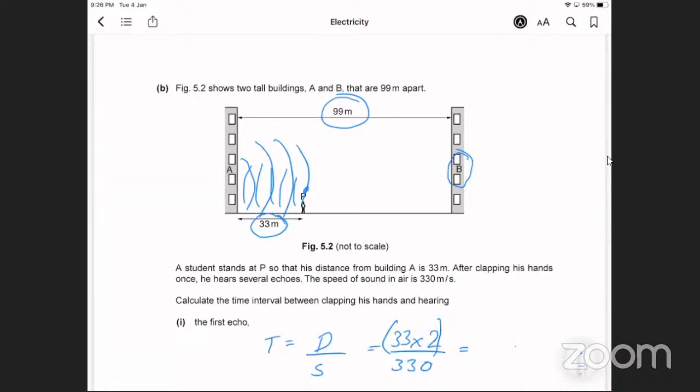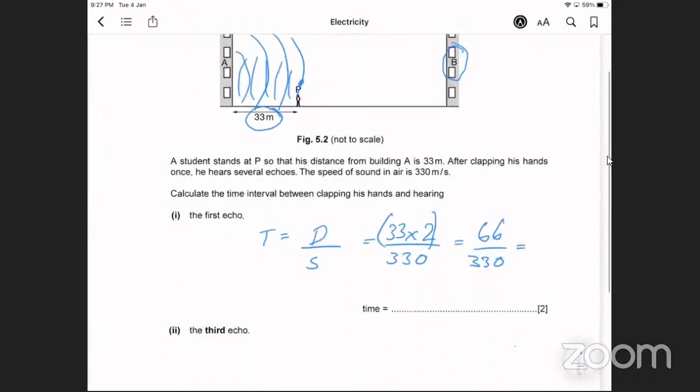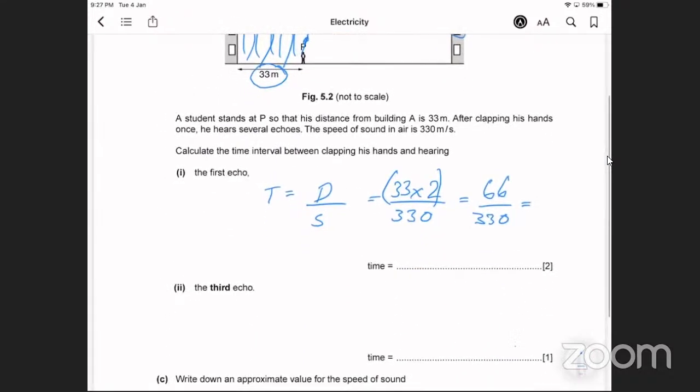Are we following? Yes, sir. So it will be your 66 divided by 330. 0.2. It is 0.2 seconds. So it takes 0.2 seconds for this wave to return as the first echo. Right? Did you all get that?